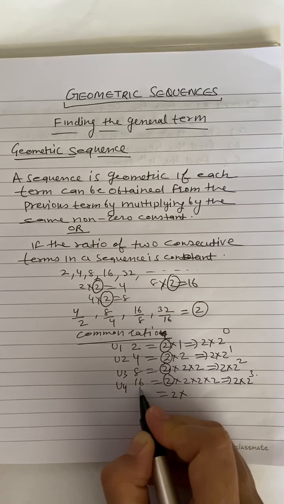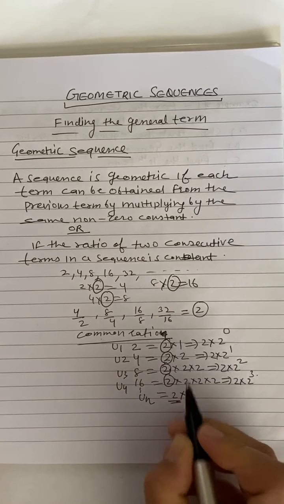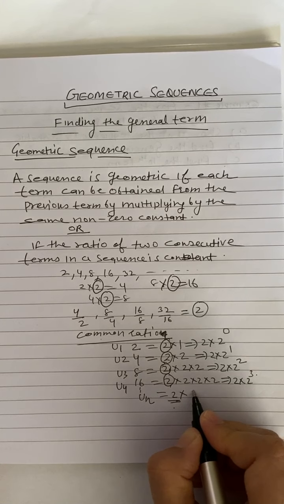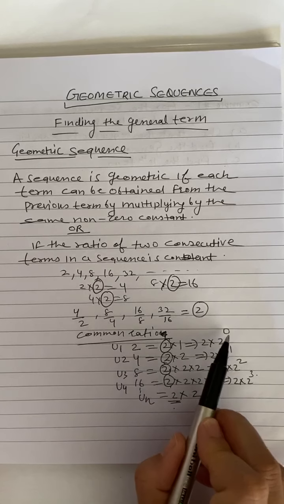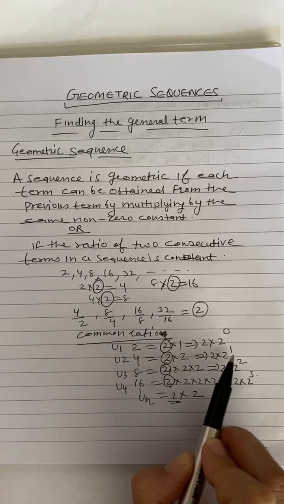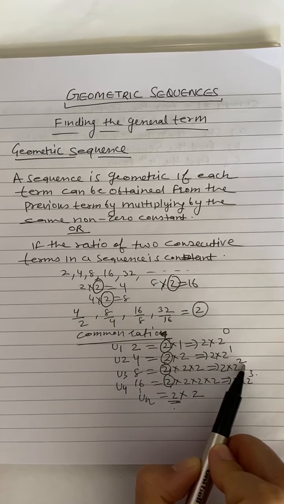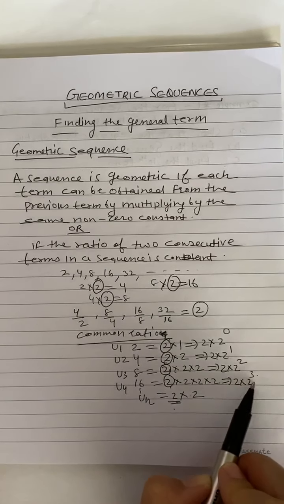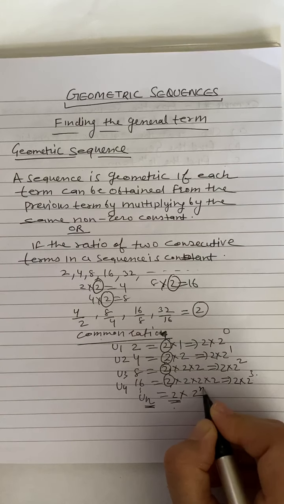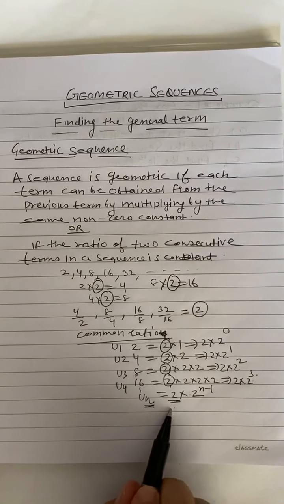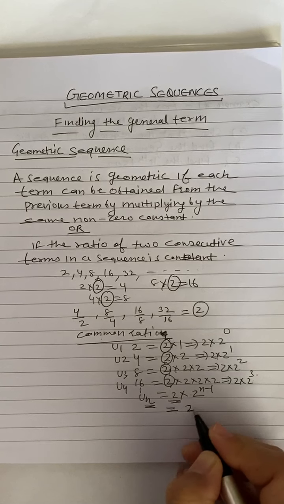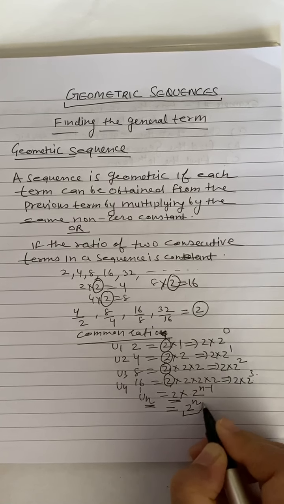So if we want to find un, because there is no change in this first 2, it will stay here, and then you will have 2 to the power of something. If it's the first term, the exponent of this second 2 is 0, 1 less. If it's the second term, it's 1. If it's the third term, it's 2, which is again 1 less. If it's the fourth, it's 3, which is 1 less, which means here, if you have n, it should be n minus 1. So this will be the general term for this sequence. And now we can even further combine it. So this is the same as 2 to the power of n in this case.